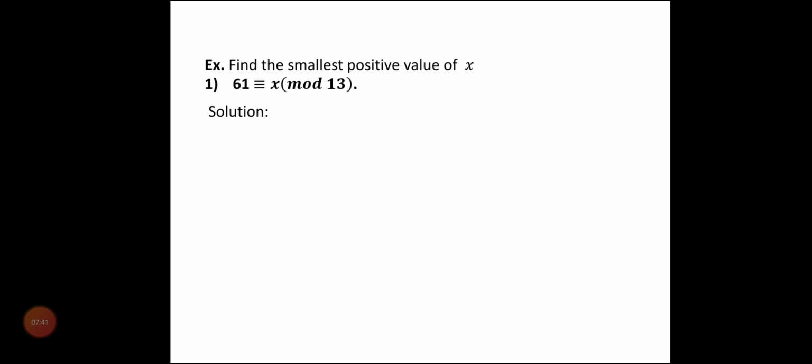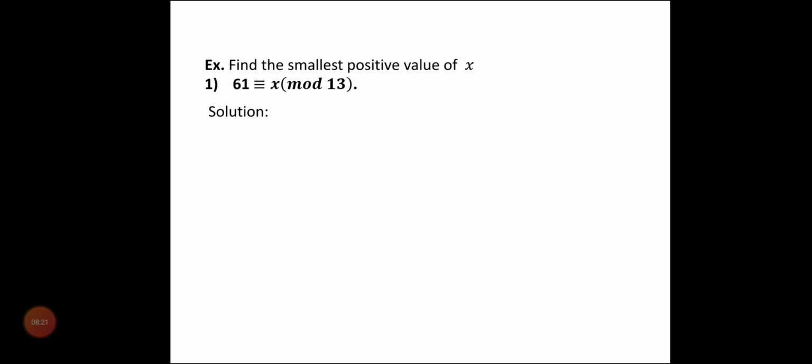Find the smallest positive value of x when 61 is congruent to x modulo 13. A similar type of problem we have already solved in the first slide. Now let us see how we can solve this problem using the properties of congruences. To determine the smallest positive value of x, what we have seen in bridge lecture 1 is that you have to divide 61 by 13, and whatever remainder you get will be the least positive value of x. So that is also the correct method.